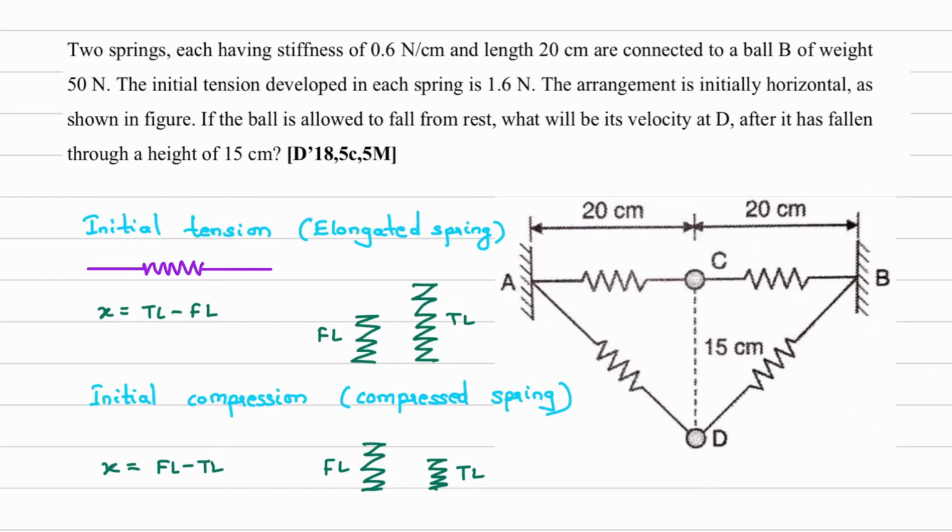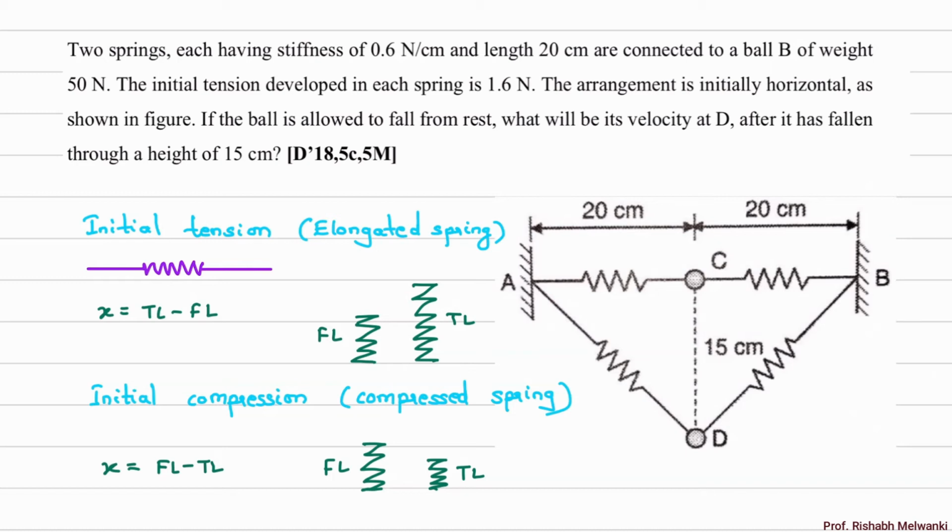Now what happens? It depends exactly on the distance of this ball and the spring. Initial tension is given, meaning both the springs are elongated. They are currently in elongated position. So this 20 centimeter, this is not the free length which is given in the question. We have to find what is free length. We have to find what is deformation.